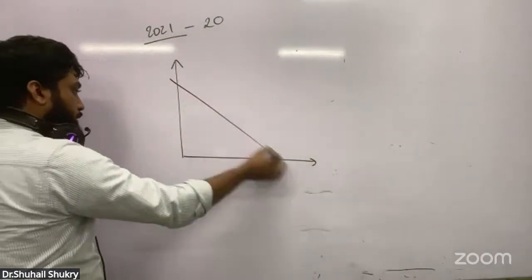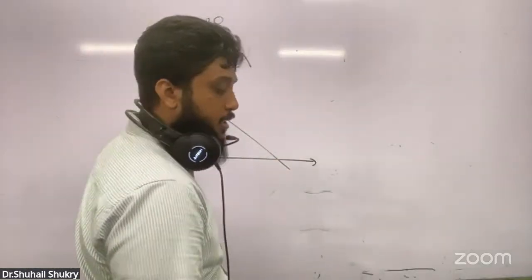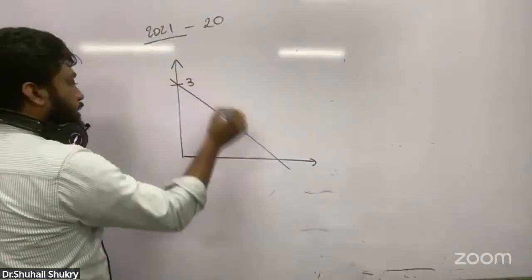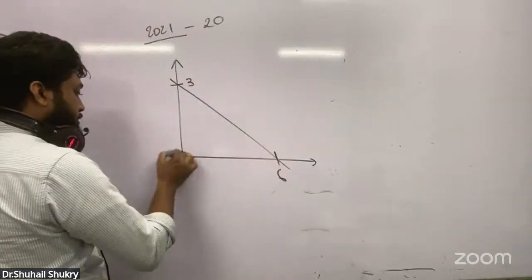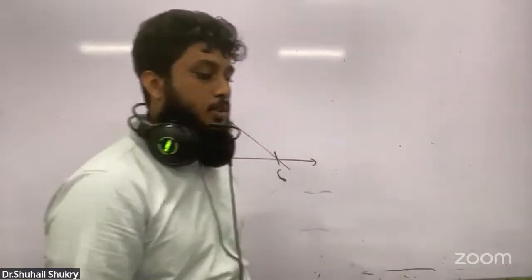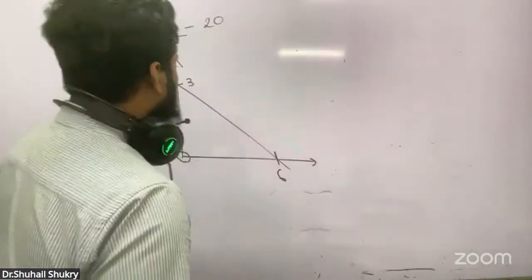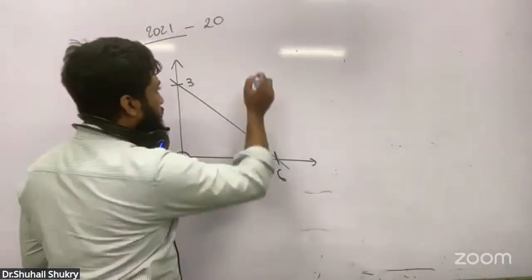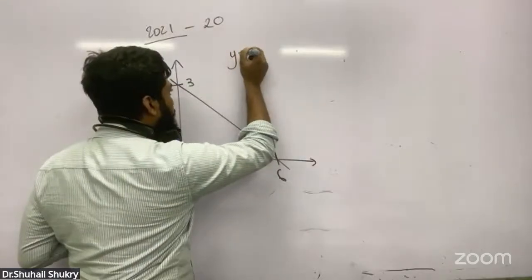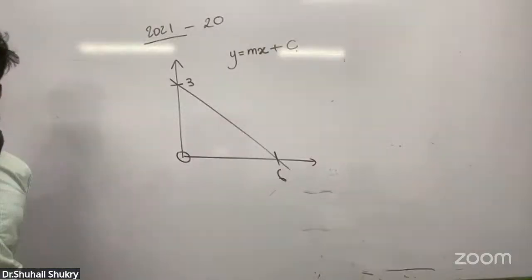Then they have given a straight line graph like this. It crosses here at 3 and this one is 6. This is 0. Now they have asked, obtain the equation of the straight line AB shown in the figure. We know whatever straight line graph's equation comes as y equals mx plus c.